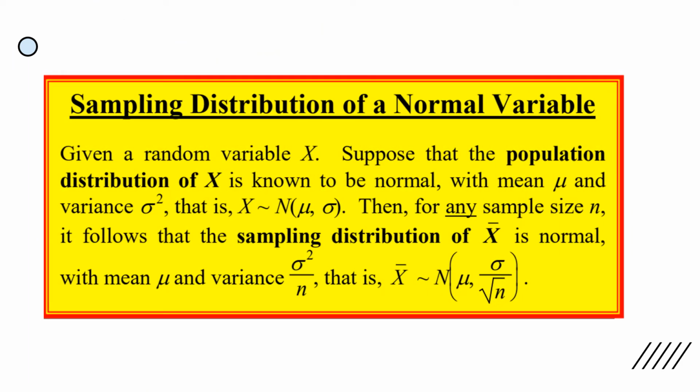What if a sampling distribution is obtained from a population where that population is originally normal with mean mu, standard deviation sigma? If the population itself is normal, then regardless of the size, we need not worry about the size. The sampling distribution will automatically be normal with mean mu, standard deviation sigma by square root of n. Let's see an example here.